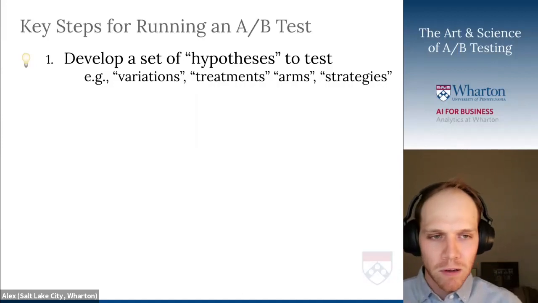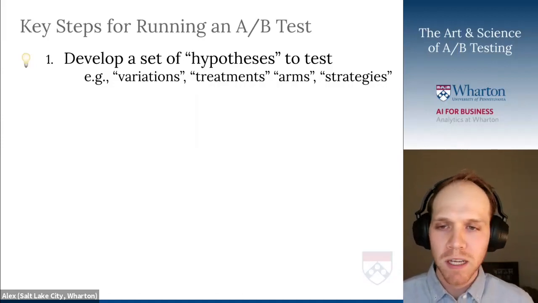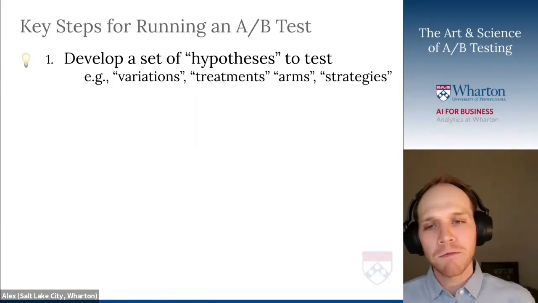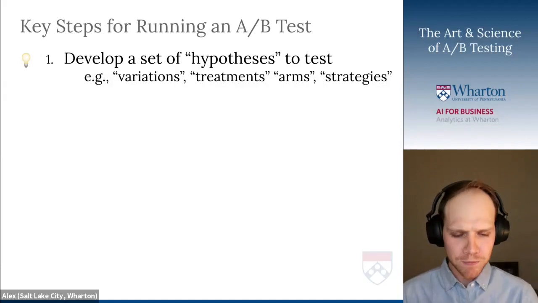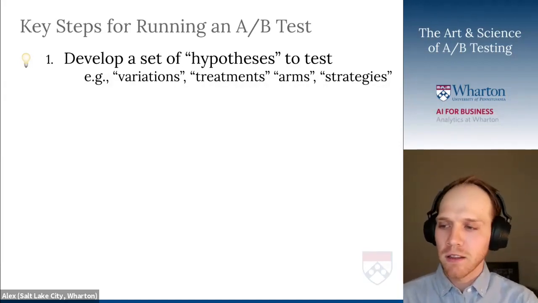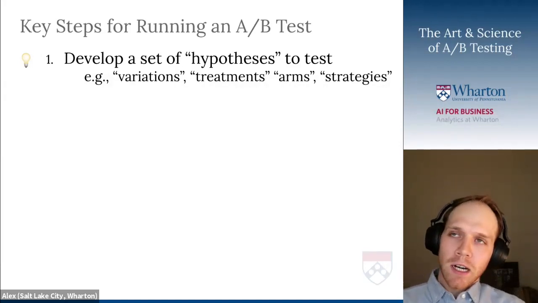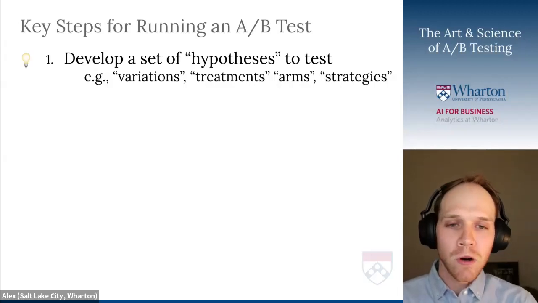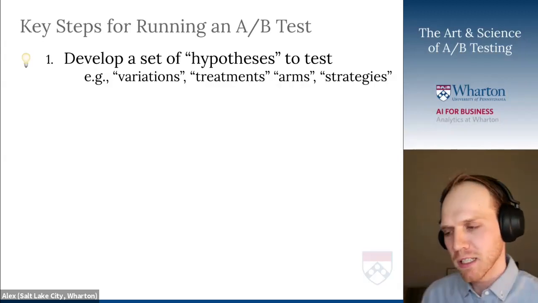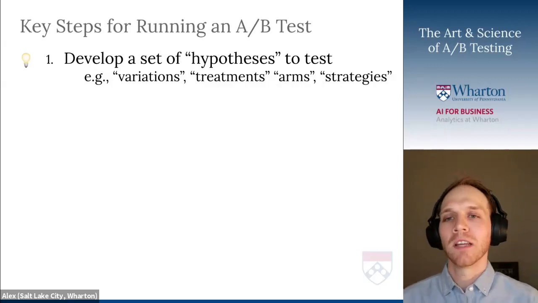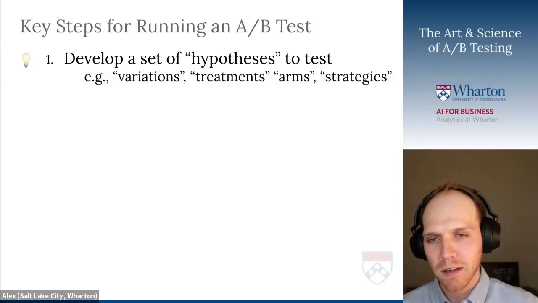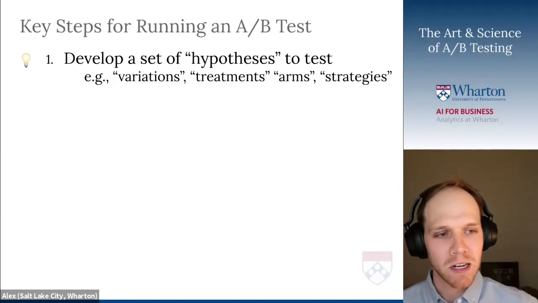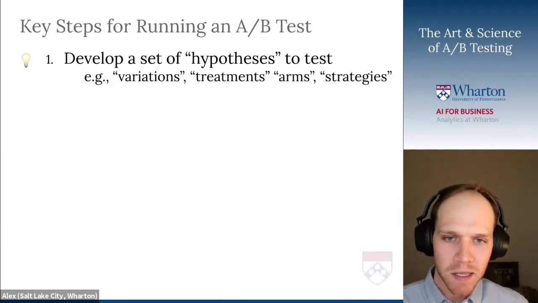Terms that are frequently thrown around in this space are variations, treatments, arms, and strategies. These all refer to the same thing. When I use any of these terms, I'm just talking about different strategies that you are thinking about implementing in your business. As a concrete example, think about different versions of your website, or different designs of some page of your website. That is a very common paradigm when thinking about what an A/B test hypothesis might be.